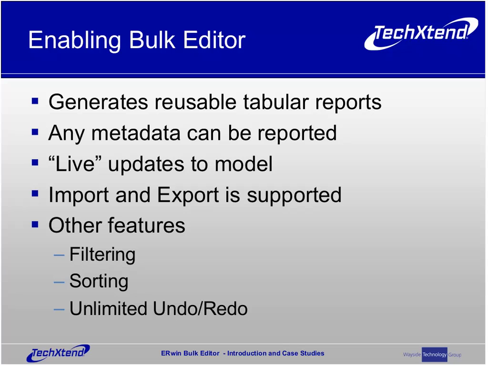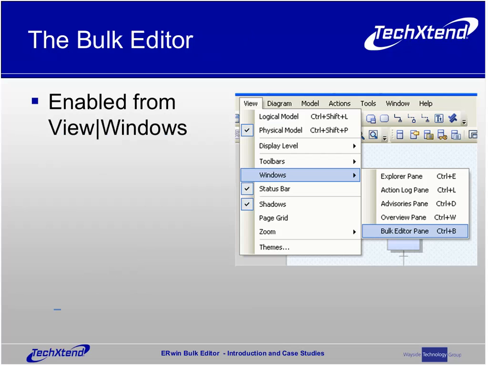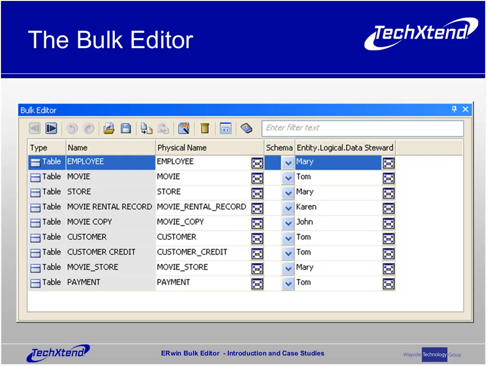So how do we enable the bulk editor itself? If you don't start up ERwin right away and you don't see a bulk editor available as one of the panes that are showing up, you can enable it by going to the View, Windows, Bulk Editor pane option, or you could just hit Control and the letter B, and that will make that window pop up, depending on your display configuration, usually on the lower pane of the actual ERwin editor itself. So that's how we enable it. Once you've enabled it, you're going to see this bulk editor window like we're seeing in this particular screenshot here.